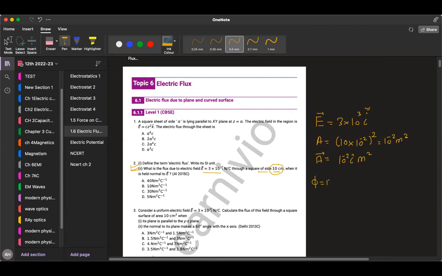So your flux is simply the dot product of electric field and area vector. The electric field is 3 into 10 raised to the power 3 I cap, dot, 10 raised to the power minus 2 I cap. When you take the dot product, I cap dot I cap is 1. So this is 3 into 10 raised to the power 3 into 10 raised to the power minus 2, which comes out to be 30. So it's 30 volt meter, or you can write Newton per Coulomb meter squared.